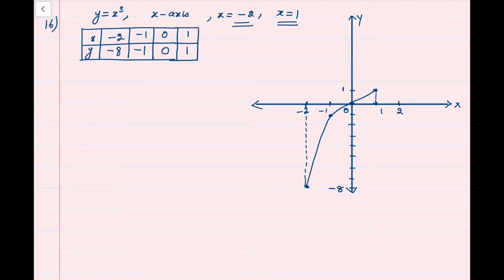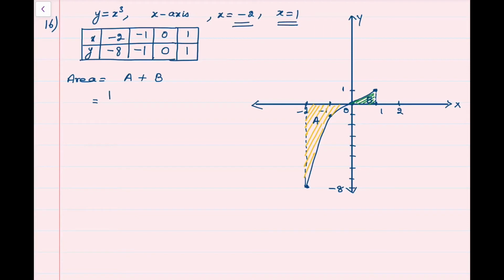Let us shade the region. We will name it as A and B. Area A is below x-axis, so it will get a negative sign. We have to make it positive. Area is equal to A area plus B area. A area is below x-axis, it will be negative.